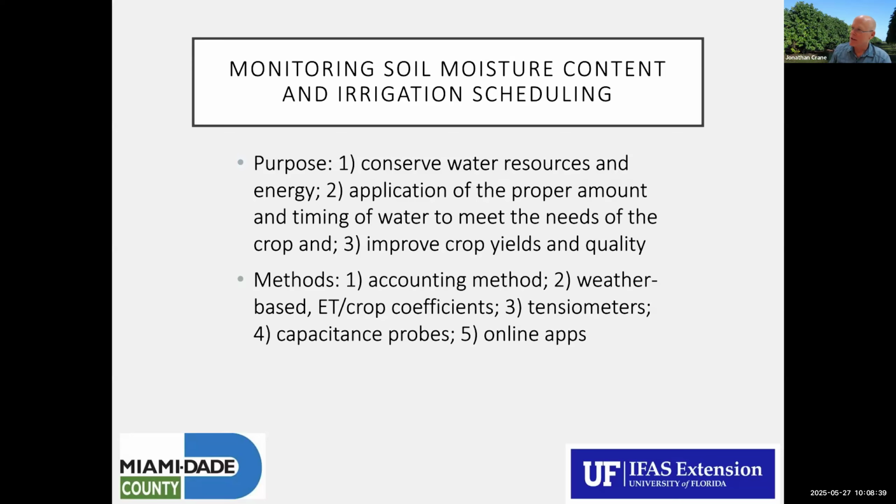and then there's weather-based systems, which include looking at ET, or evapotranspiration, and crop coefficients, which I mentioned earlier. There's the use of devices that measure the moisture or the tension or the amount of water indirectly in the soil, such as tensiometers, capacitance probes, and there are some online apps as well.